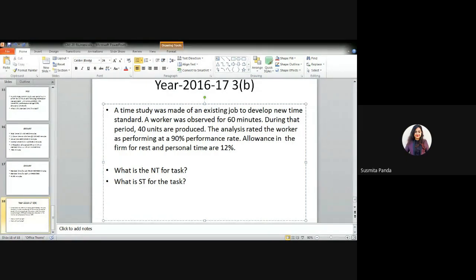So the formula will be 2.025, I mean the normal time, into 1 by 1 minus percentage allowance, right? Got it. 1 by 1 minus percent allowances. Just write down 2.025 into 1 by 1 minus percent allowances.